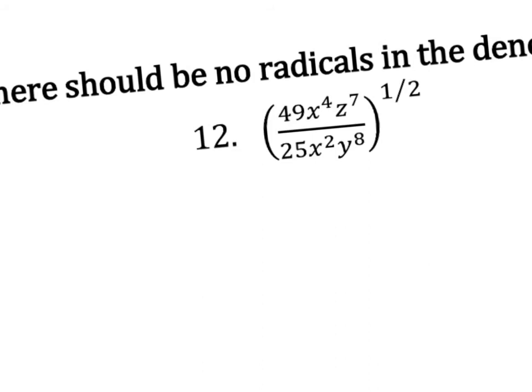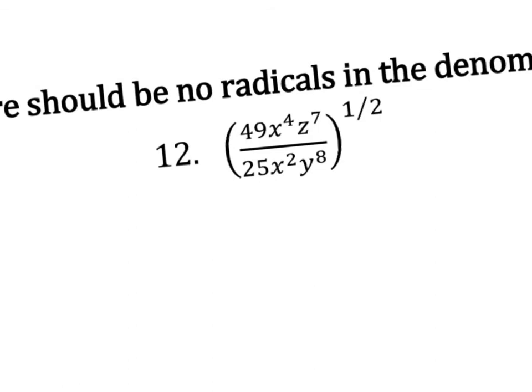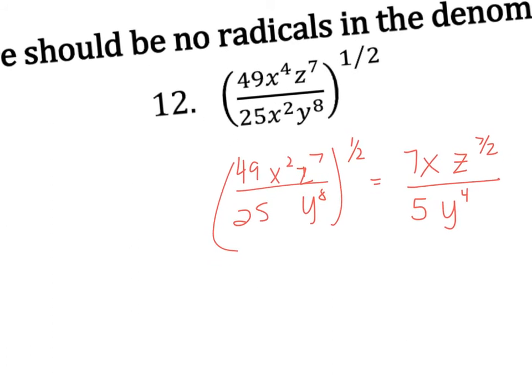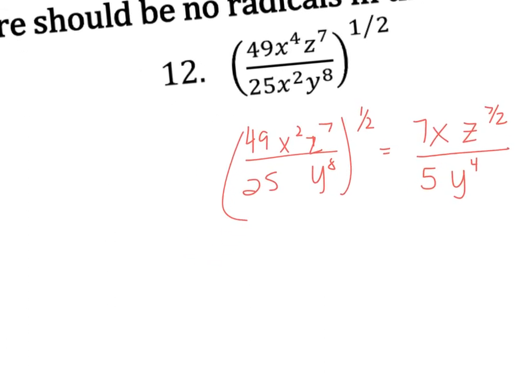Number 12 is going to be really similar. So I'm going to attempt to simplify as much as I can. I can't do much here, but I can simplify my x's. 49 to the 1/2 power is 7. I'm going to multiply 2 times 1/2 for my x, gives me a power of 1. Z, I'm going to do 7 times 1/2, so 7 halves. 25 to the 1/2 power is 5. And then on my y, I'm going to do 8 times 1/2, which is 4. No negative exponents. I don't have anything with the same base. That tells me I am done.